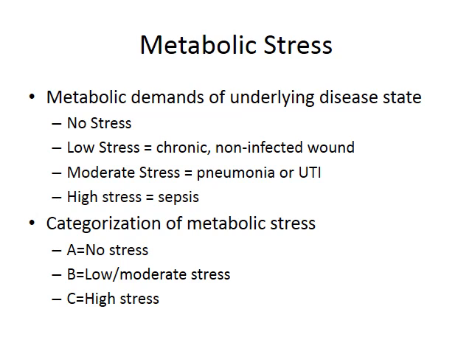Categorization of metabolic stress is either A, no stress, B, low to moderate stress, or C, high stress. Another way to think about metabolic stress is to determine what kind of calorie recommendations you would make for a patient. An example of where you would only recommend 25 calories per kilo would be a no stress patient. If you would recommend 25 to 30 calories per kilo, that would be an example of a patient with low to moderate stress. While if you were going to recommend 30 to 35 calories per kilo, that would be an example of a patient who is high stressed.